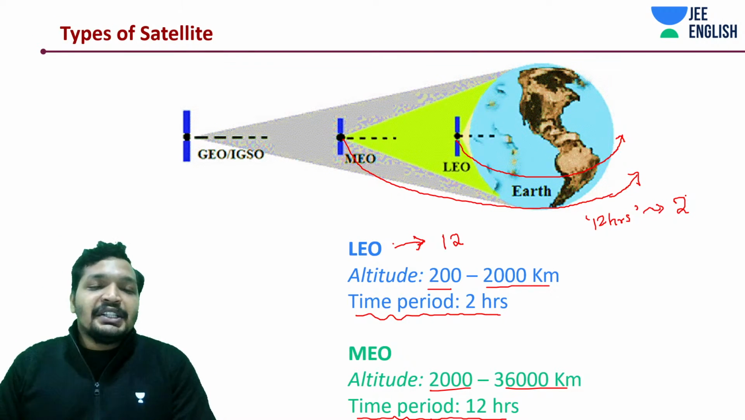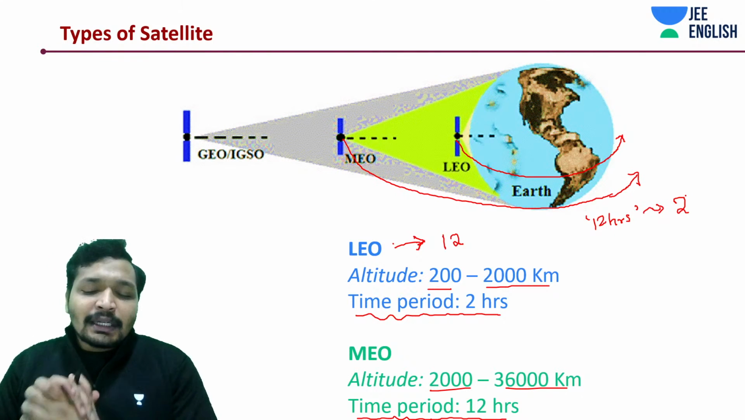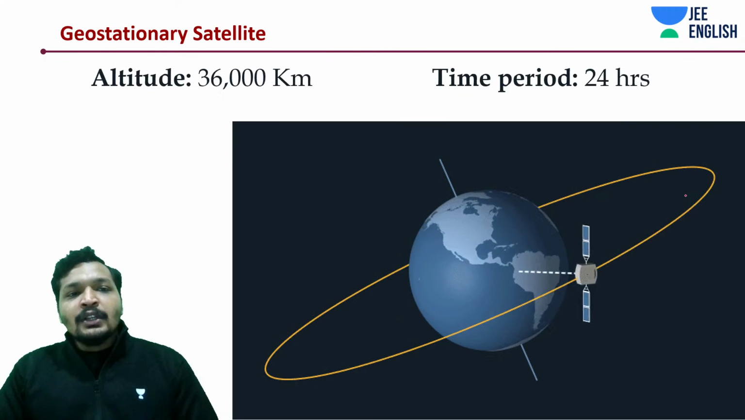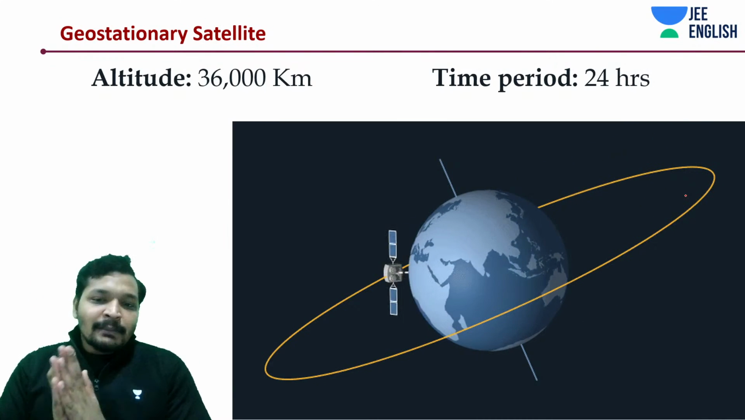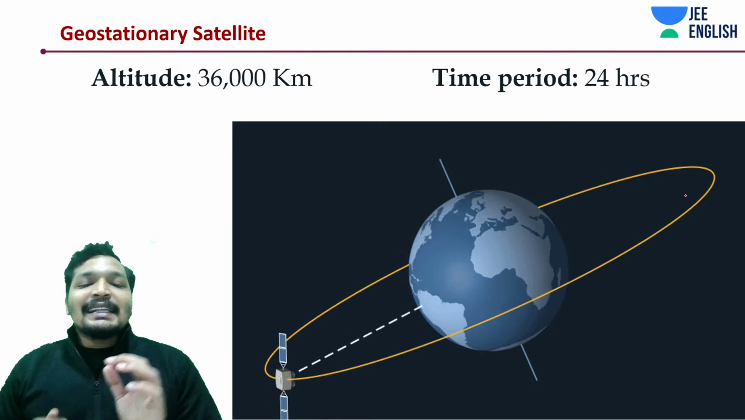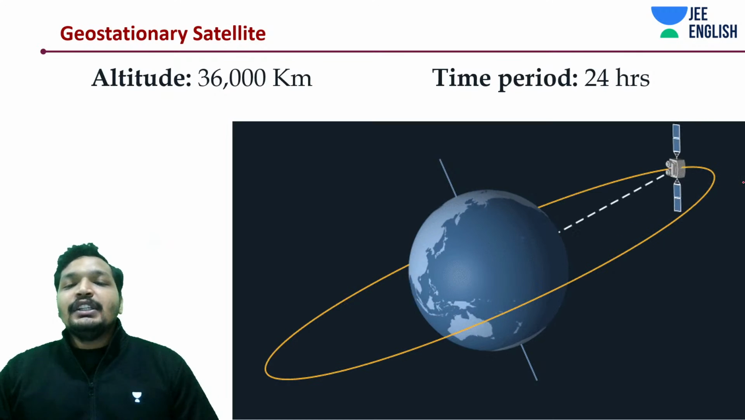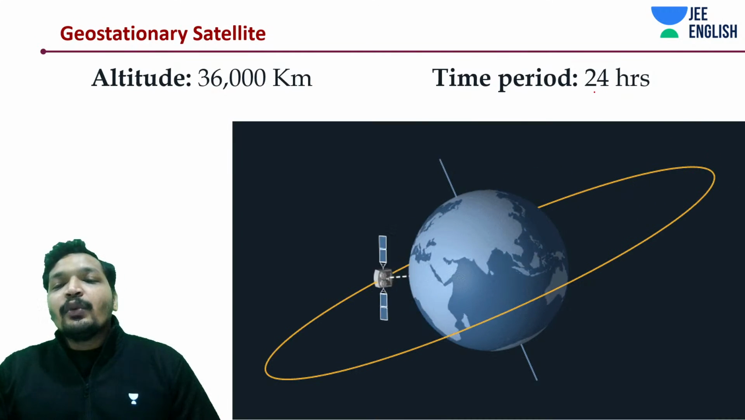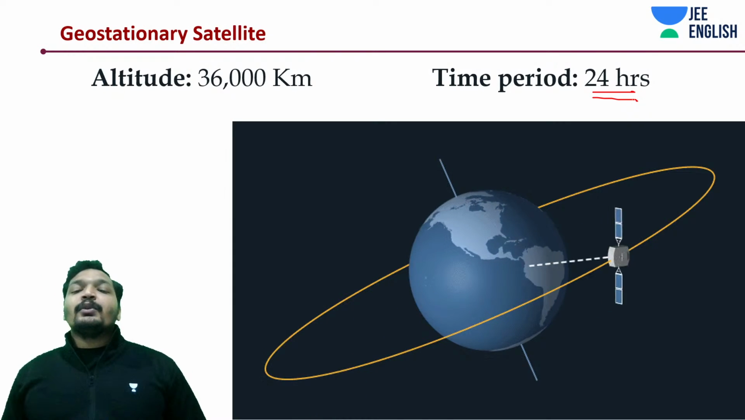Now let's come to the GEO part. Let's understand why GEO is so important and what the meaning of GEO is. GEO is nothing but a geostationary satellite. What is the importance of GEO? GEO can exactly track a location. The time period of GEO is going to be 24 hours.